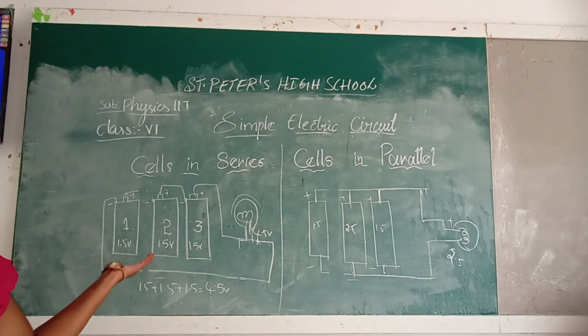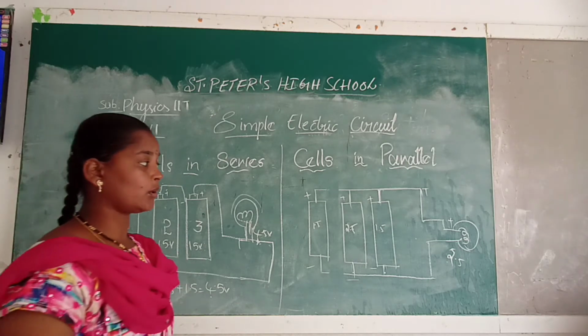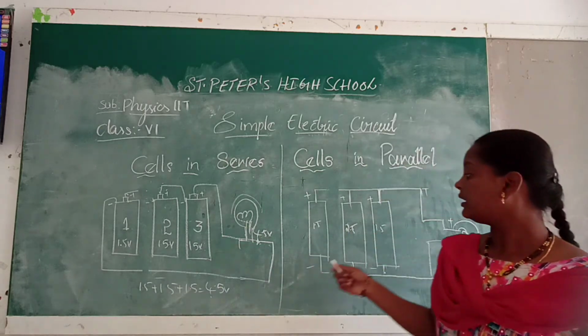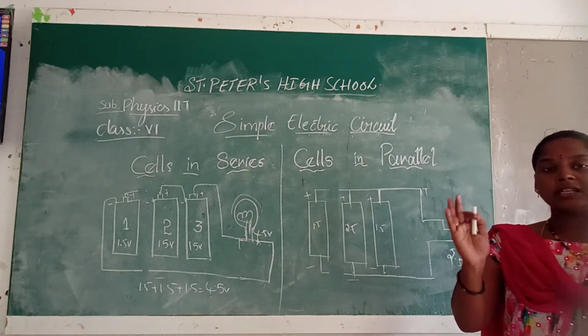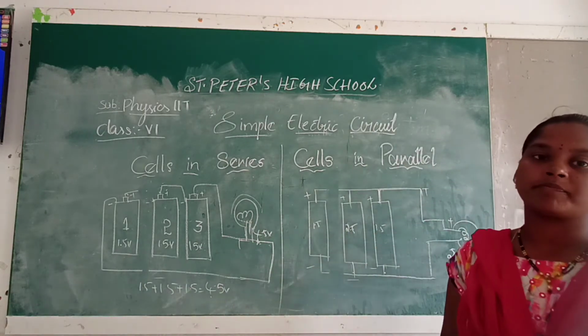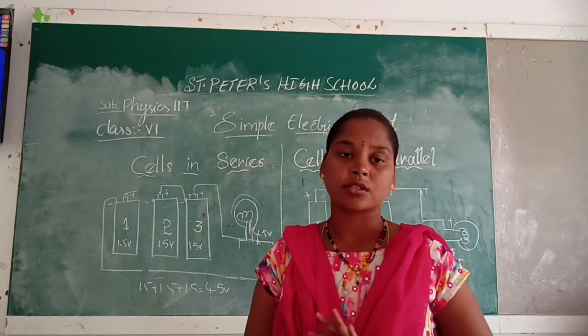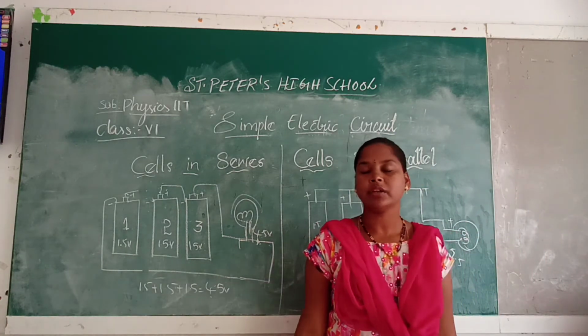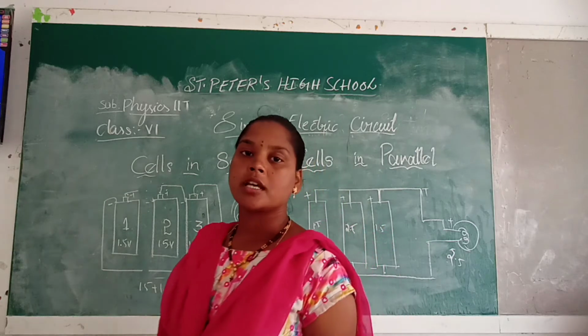Closed circuit and open circuit we have already discussed. If the circuit does not have any break, then it is a closed circuit. In a closed circuit only, electricity passes. Whereas in an open circuit, electricity does not pass. Why? Because there is no movement of electrons in the open circuit.